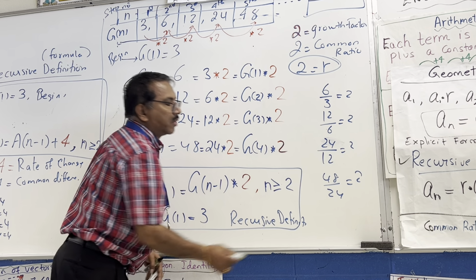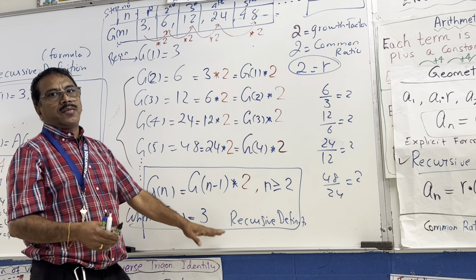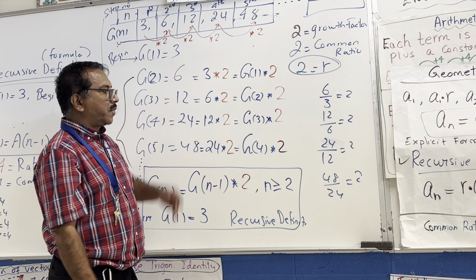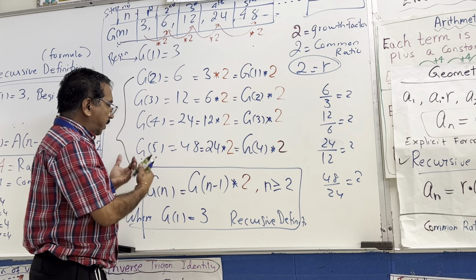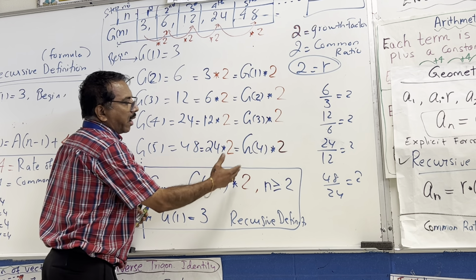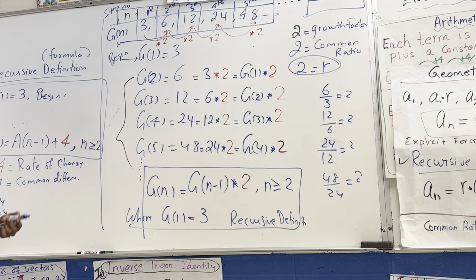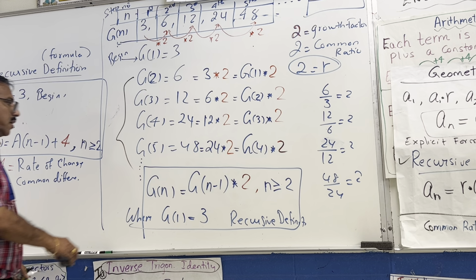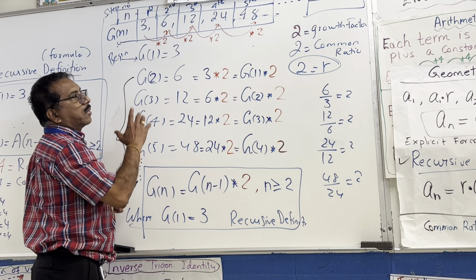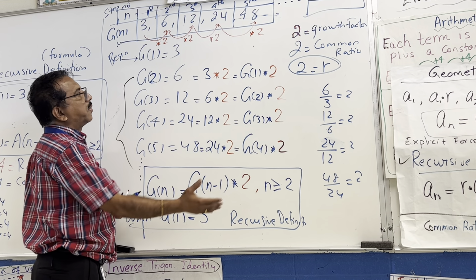In this video, the goal I'm trying to show is, can every student write the recursive definition? If you are given a sequence, can a student write the recursive? All this means is Gn is Gn minus 1 times 2, and this sequence is a geometric sequence. I hope this helps you find the recursive definition or recursive formula. The vocabulary words to be used are the growth factor and the common ratio. I explained that to you.